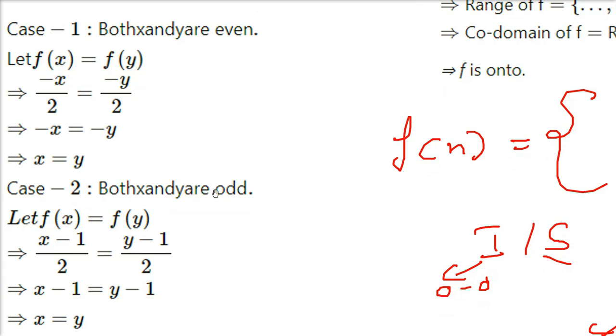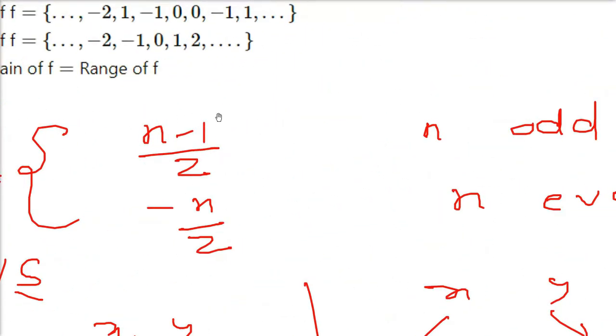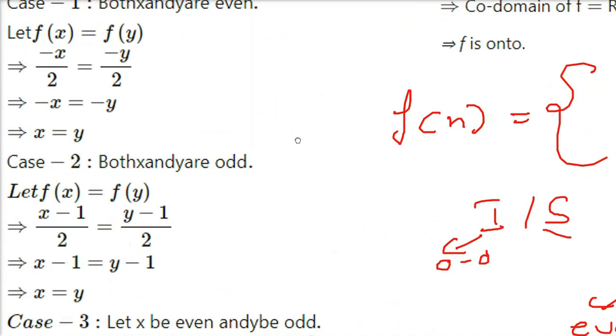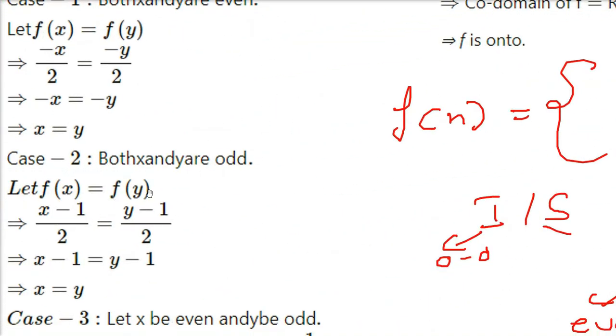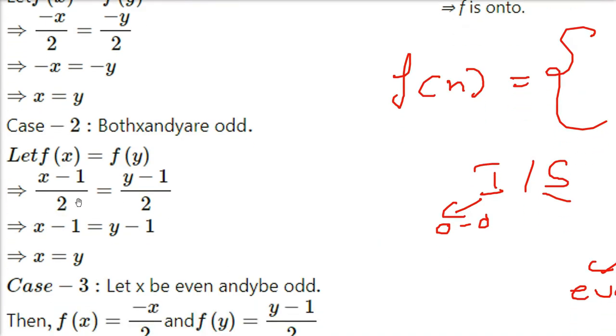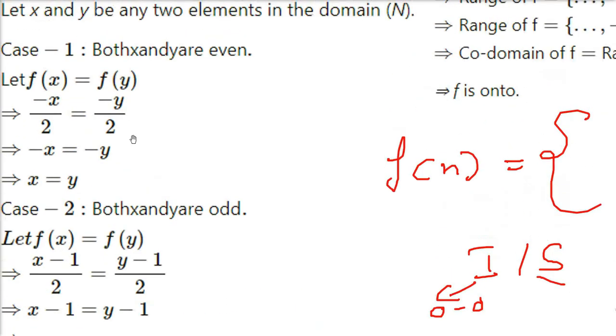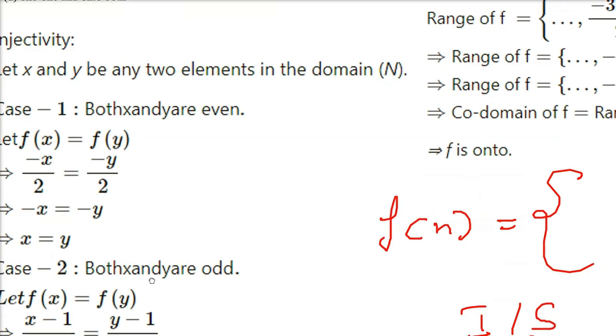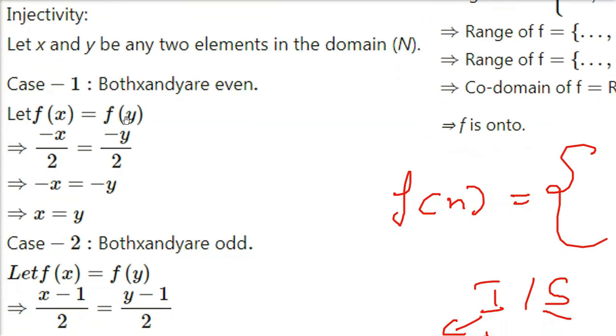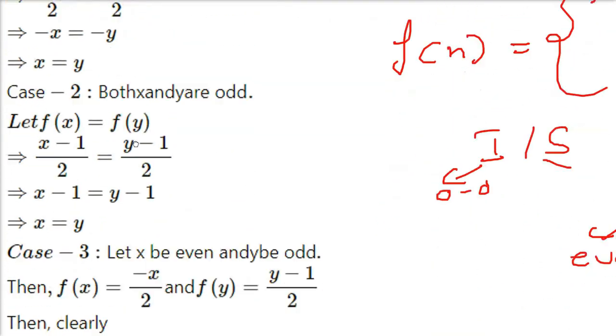Now here you are going to take n minus 1 by 2 because the condition is odd. So you have x minus 1 by 2 and you have y minus 1 by 2. 2 gets cancelled. You can add plus 1 on both sides. You get x equal to y. Both x and y even, and both odd, both the cases are going to give you the proper 1-to-1 scenario.